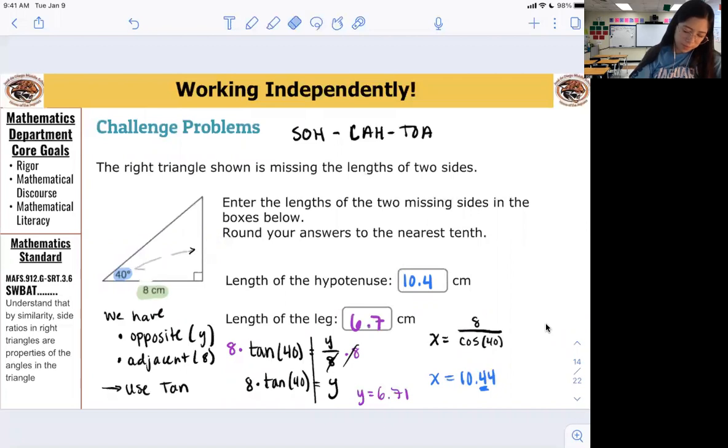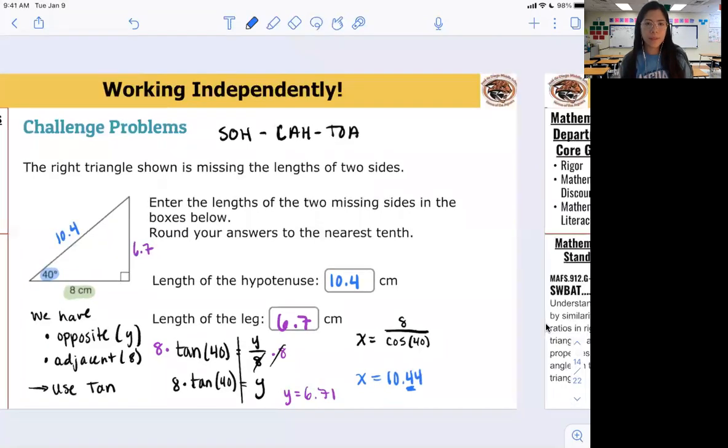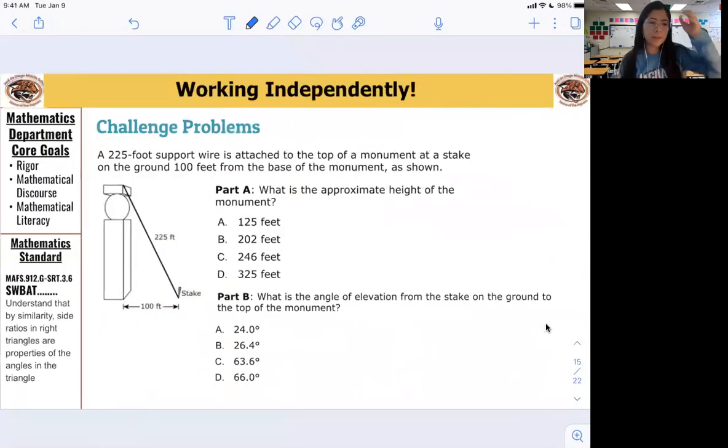Okay, so there you go. If you know one angle and one side of a right triangle, you can figure out everything else. So we just proved that, right? We got 6.7 and we got 10.4. All you need is to know one side length and you can figure out all the rest of them. Any questions on this problem? Okay. Moving on, here we go.